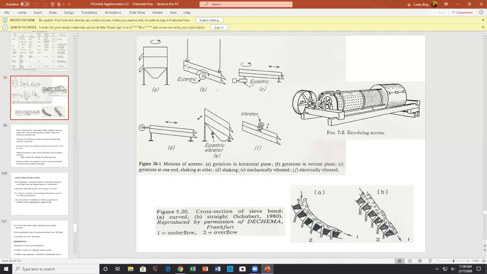The problem with the angle is if you feed it too quickly, then it accumulates all on the bottom here. And then you want to have it at an angle where there's sufficient area where the material doesn't form a layer like this. This is tough screening in here where there's a layer, because you've got to get the material to the screen to pass through. You can have it vibrate one direction and oscillate the other direction. Eccentric, you can have it oscillating, vibrator, oscillating.